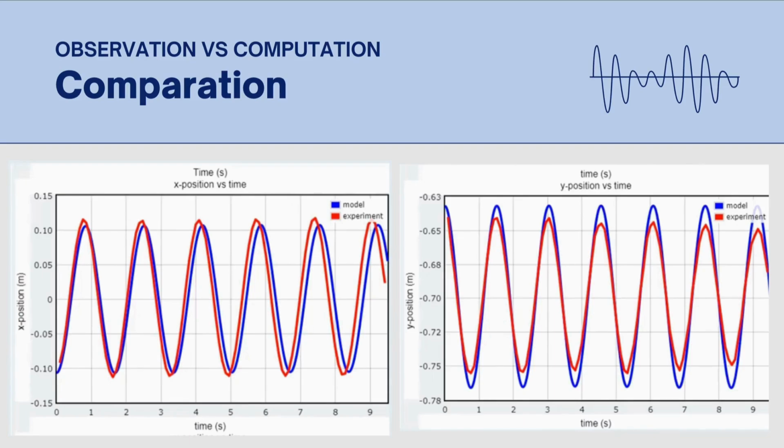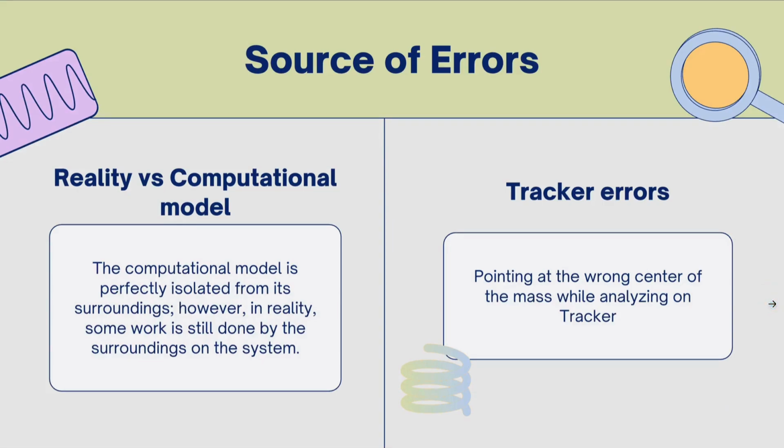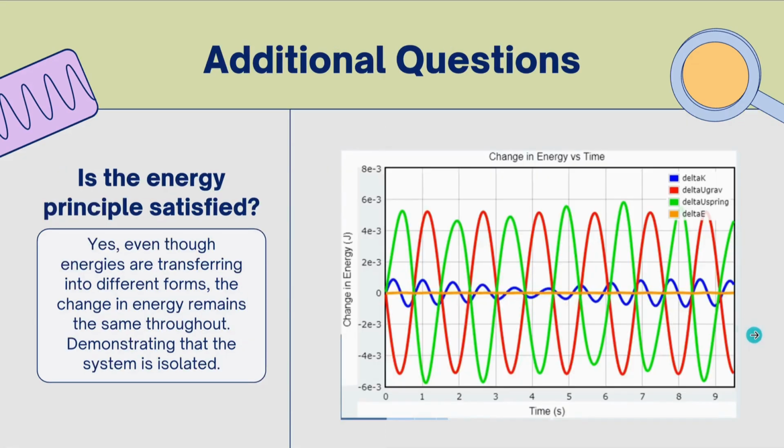There is still some deviation because there are still some sources of error. First of all, the computational model is perfectly isolated from its surroundings. However, in reality, there is still some work done by the surroundings on the system. Another source of error I found is that, using Tracker to analyze the motion, I might be pointing at the wrong center of mass. As a result, the red graph doesn't perfectly align with the computational model.